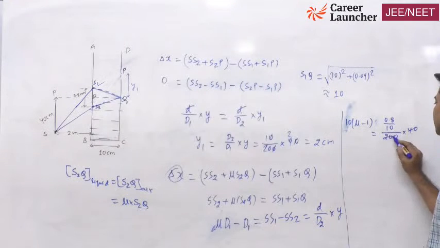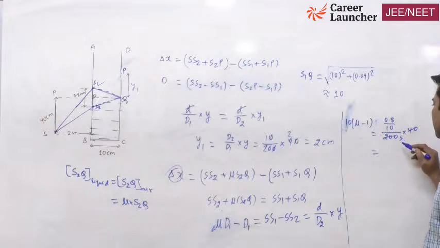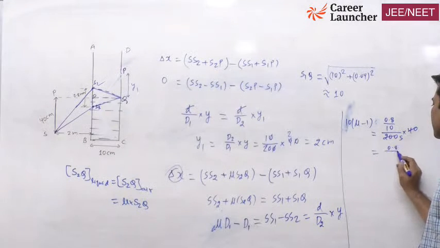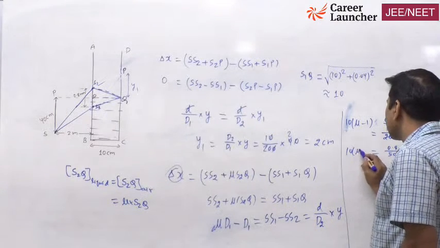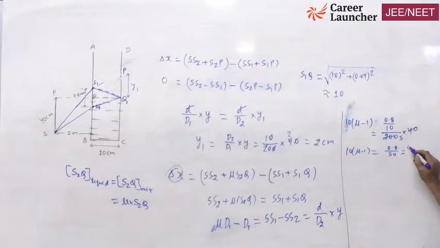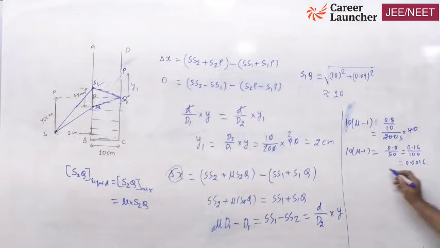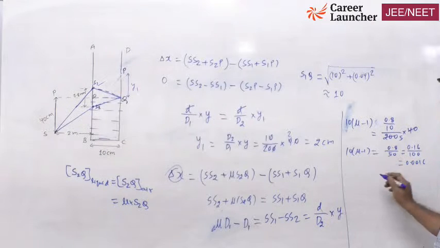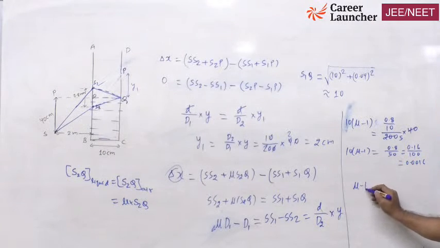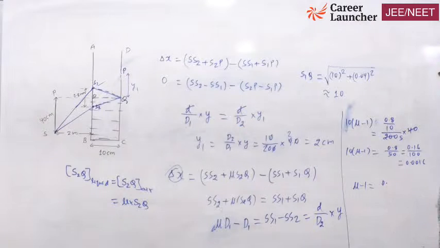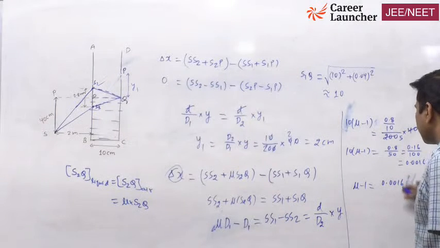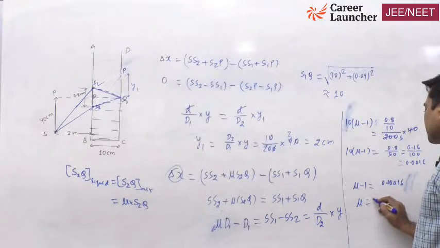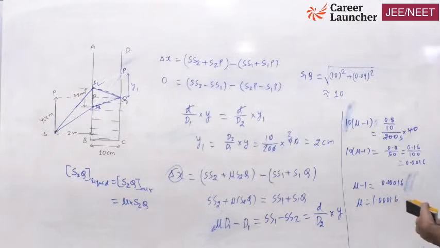So 0.1, okay, 0.8 by 50. So this will be 10 into mu minus 1. You can write this as 0.16 by 100 also. So that becomes 0.0016 divided by 10. One more 0 will be there. So mu minus 1 is 0.0016 plus 1, not plus 1 here, one more 0. So mu is 1.00016. Check the calculation.